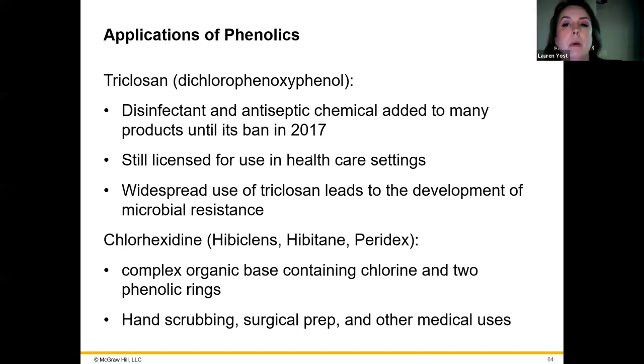Now, maybe you guys don't remember about triclosan, but this was something they included in like every single hand soap and every single hand sanitizer everywhere you went for a very long time. It started collecting in the environment. It was seen in our drinking water and stuff like that. And so they banned the use of it. And now it's only licensed for healthcare settings.